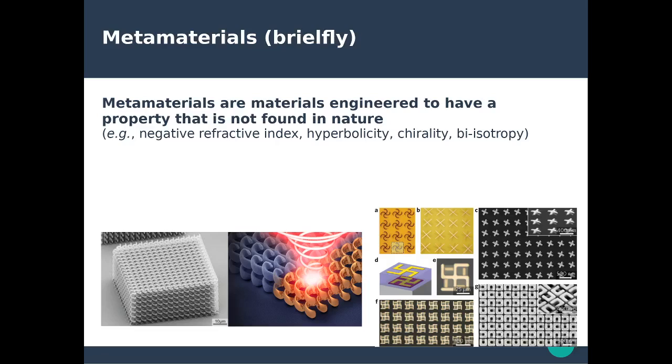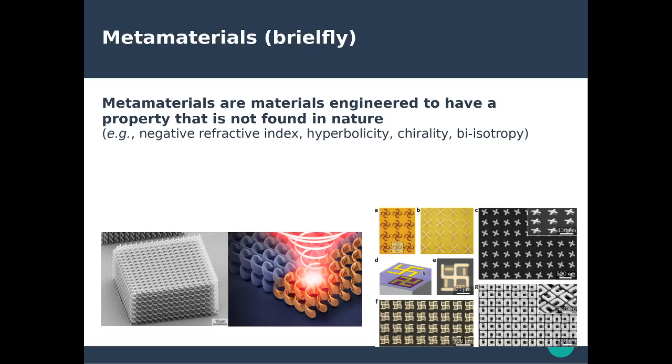Something which is also very important, and I'm going to briefly talk about, is the concept of metamaterials. We're going to finish up on those metamaterials. Metamaterials are materials that are engineered artificially to have properties that are typically not found in nature. Such properties can include negative refractive index, hyperbolicity, chirality, biisotropy or bianisotropy. These are just a few examples of such metamaterials. You see that you also have chiral structures, and you have those more complex geometries.